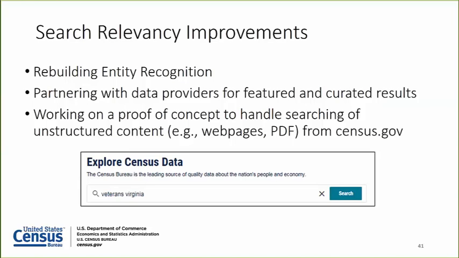And finally, our current search has been focusing on pulling relevant data in single estimates, tables, and maps. But we are working on a proof of concept to be able to also search on unstructured content. And that unstructured content really means web pages and PDFs that are searchable on census.gov. So that's one step closer to that integration.